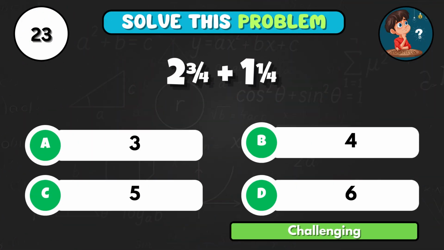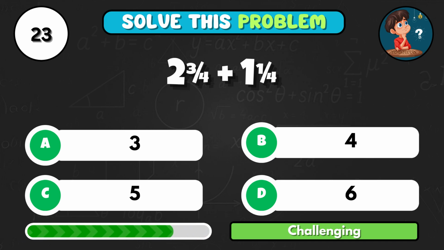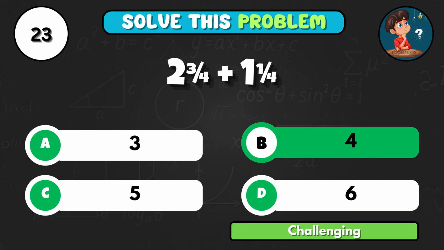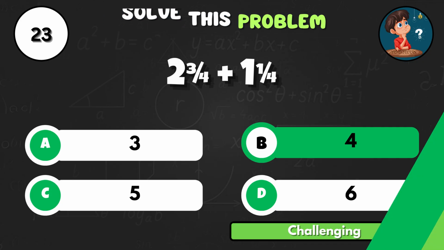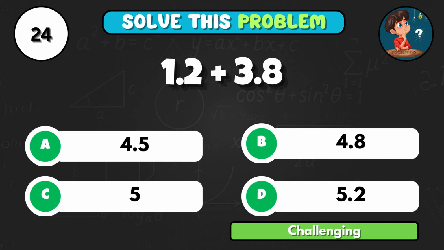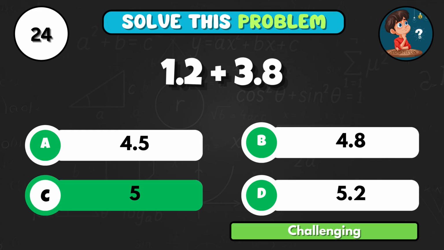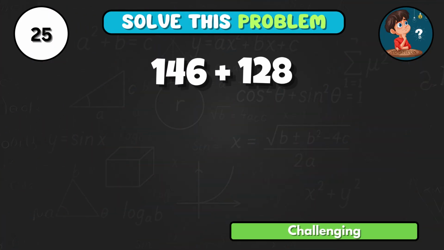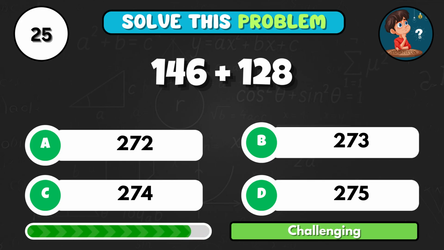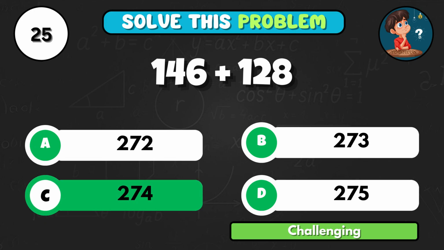3/4 plus 1 and 1/4 equals... Option B is right. It comes to 4. The sum of 1.2 and 3.8 is... Correct choice is C. That equals 5. 146 together with 128 gives... Option C is correct. That makes 274.